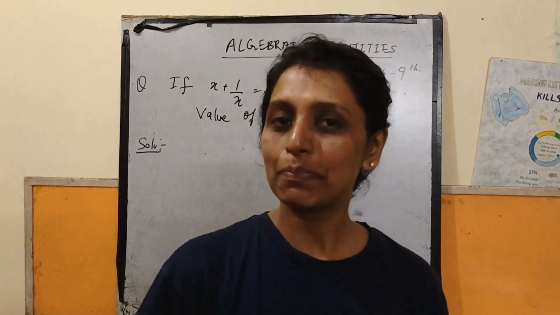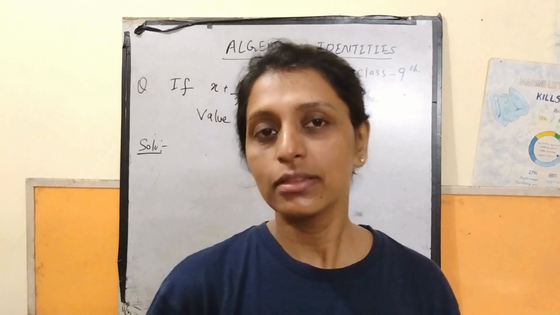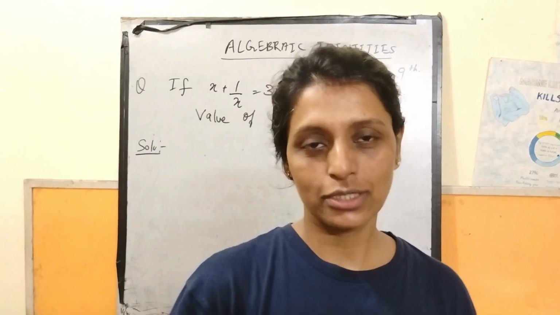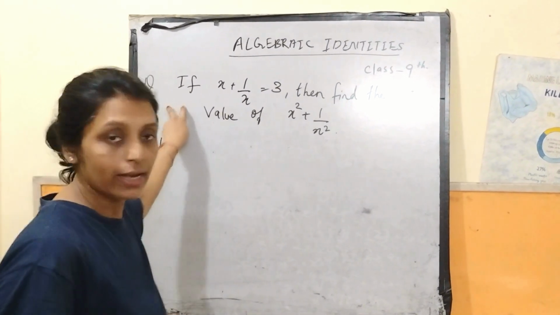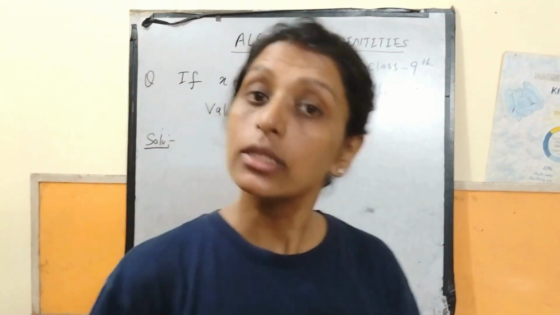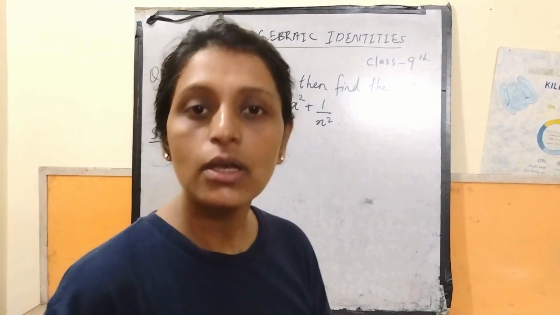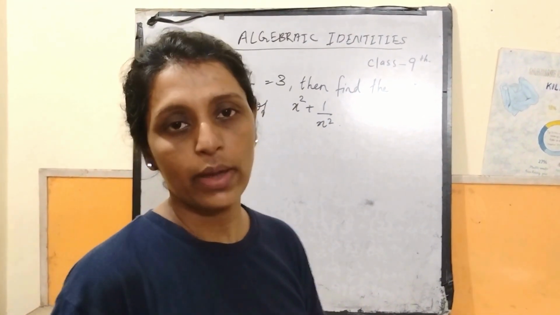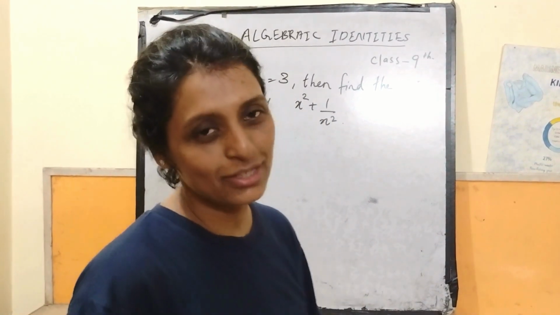Today I am going to explain the question that I solved in my earlier short. Okay, so here the question is, if x plus 1 by x is equal to 3, then we have to find the value of x square plus 1 upon x square. Okay, so let's see how to solve this question.